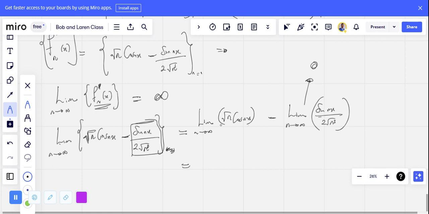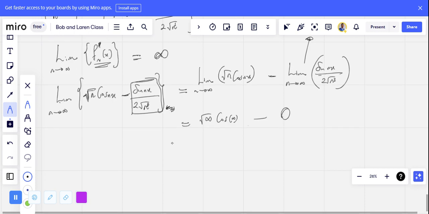Let's check. The limit as n tends to infinity of square root of n plus nx. If I substitute n to be infinity, that's square root of infinity, then cos infinity x, which is still infinity, then minus, if you find the limit of this one, all over 2 root infinity cubed, then n over infinity will surely give you 0 in this case.